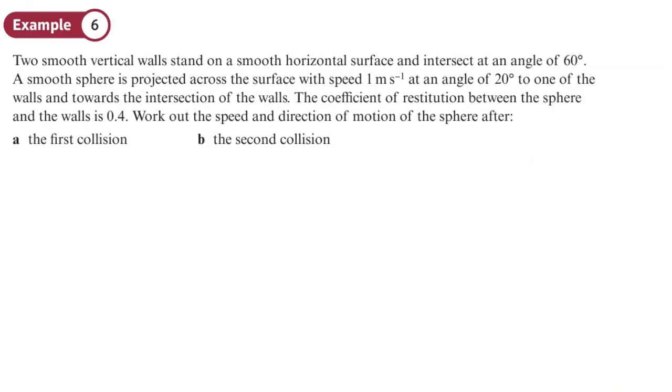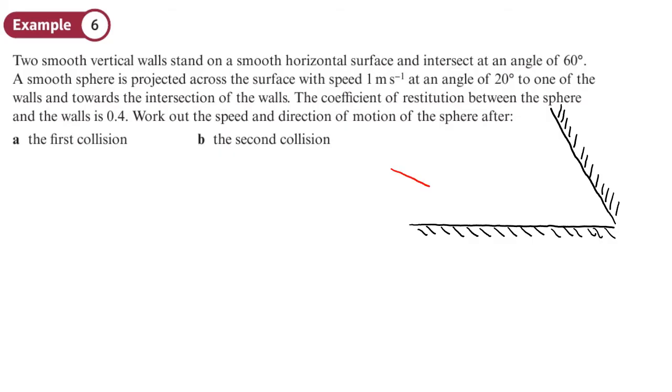Right, so just like before, we've got a view from above. Two smooth vertical walls stand on a smooth horizontal surface, and they intersect at an angle of 60 degrees. So here's my first wall, then an angle of 60 degrees up here for the second wall, and it says that the sphere is projected across this smooth surface at an angle of 20 degrees, so something like that maybe, a speed of 1 meter per second, an angle of 20 degrees, and I need to work out what's going on after the first collision.